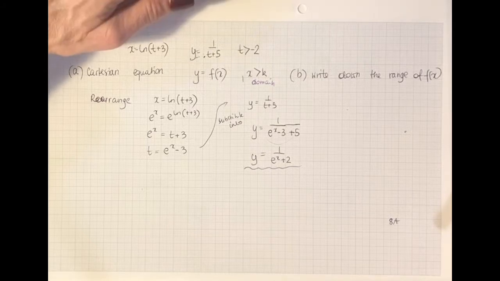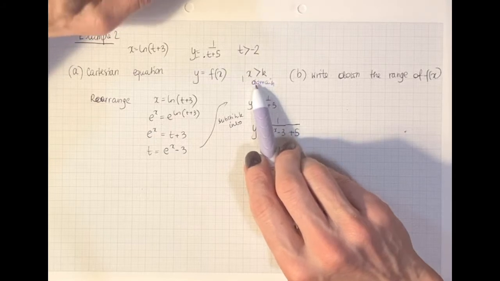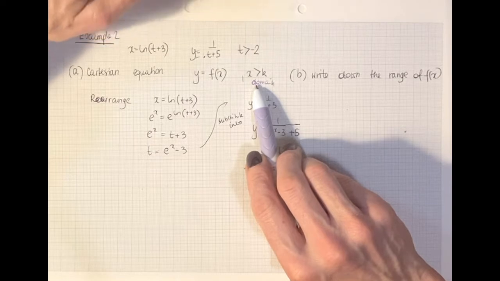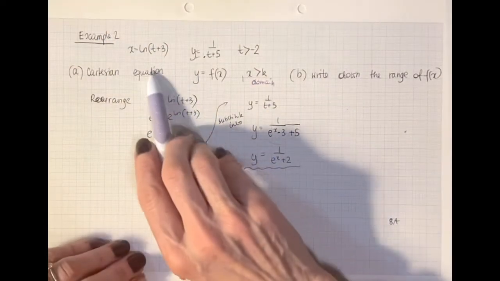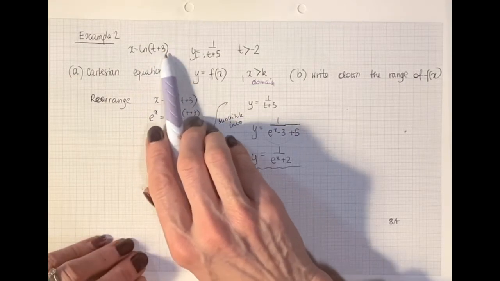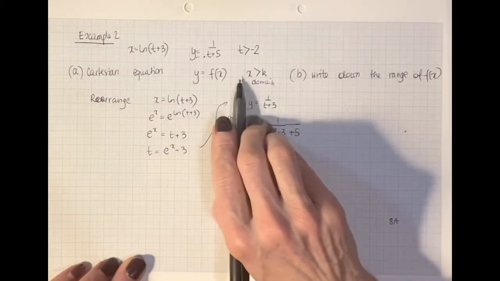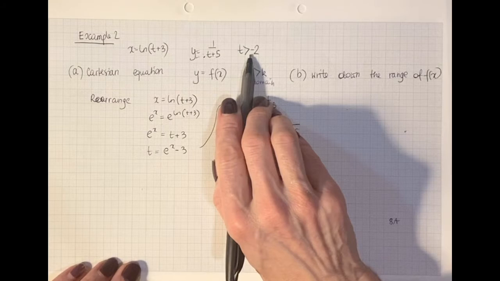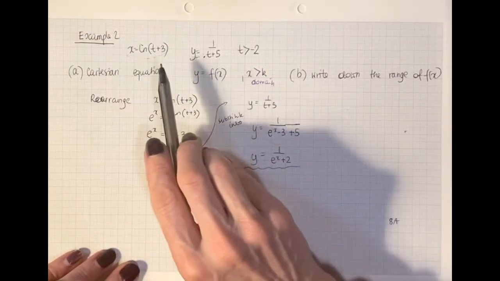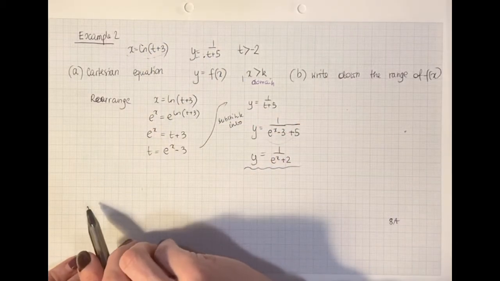So let's go and answer this question about the domain. So what is the domain? Over here we are going to look at our original function, x equals ln(t plus 3), and we are going to consider what happens when t is greater than minus 2. Because the range of this function is going to represent the domain of the combined function.